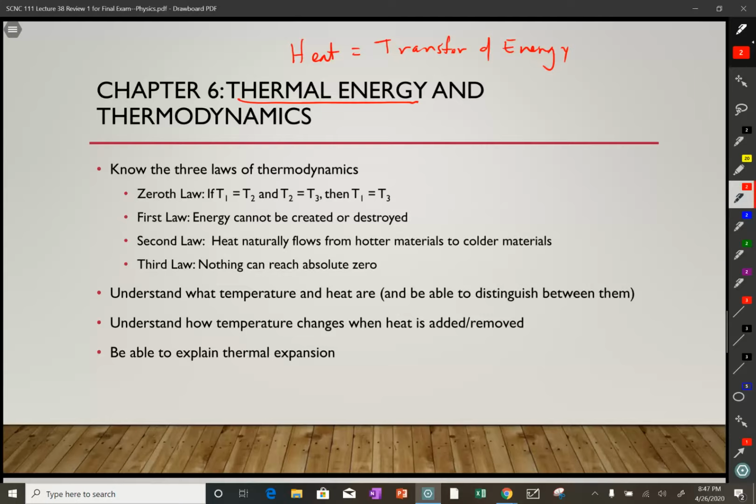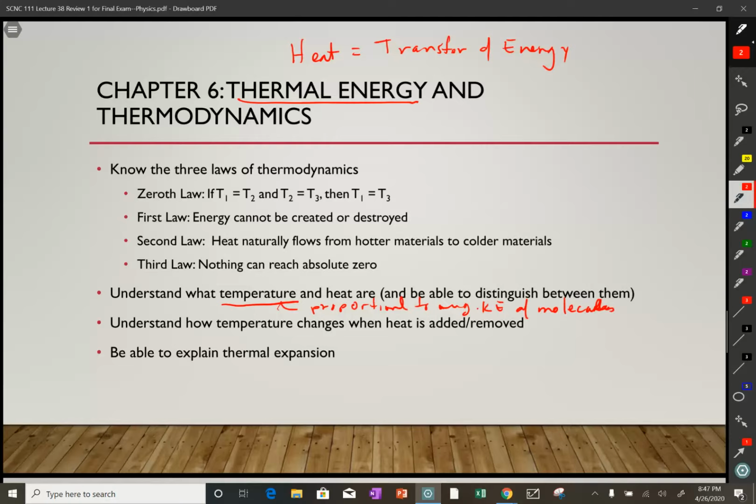Temperature, on the other hand, is a measurement proportional to average kinetic energy of the molecules. So at higher temperature, the molecules are moving faster. They have a higher kinetic energy. At lower temperature, they're moving more slowly.